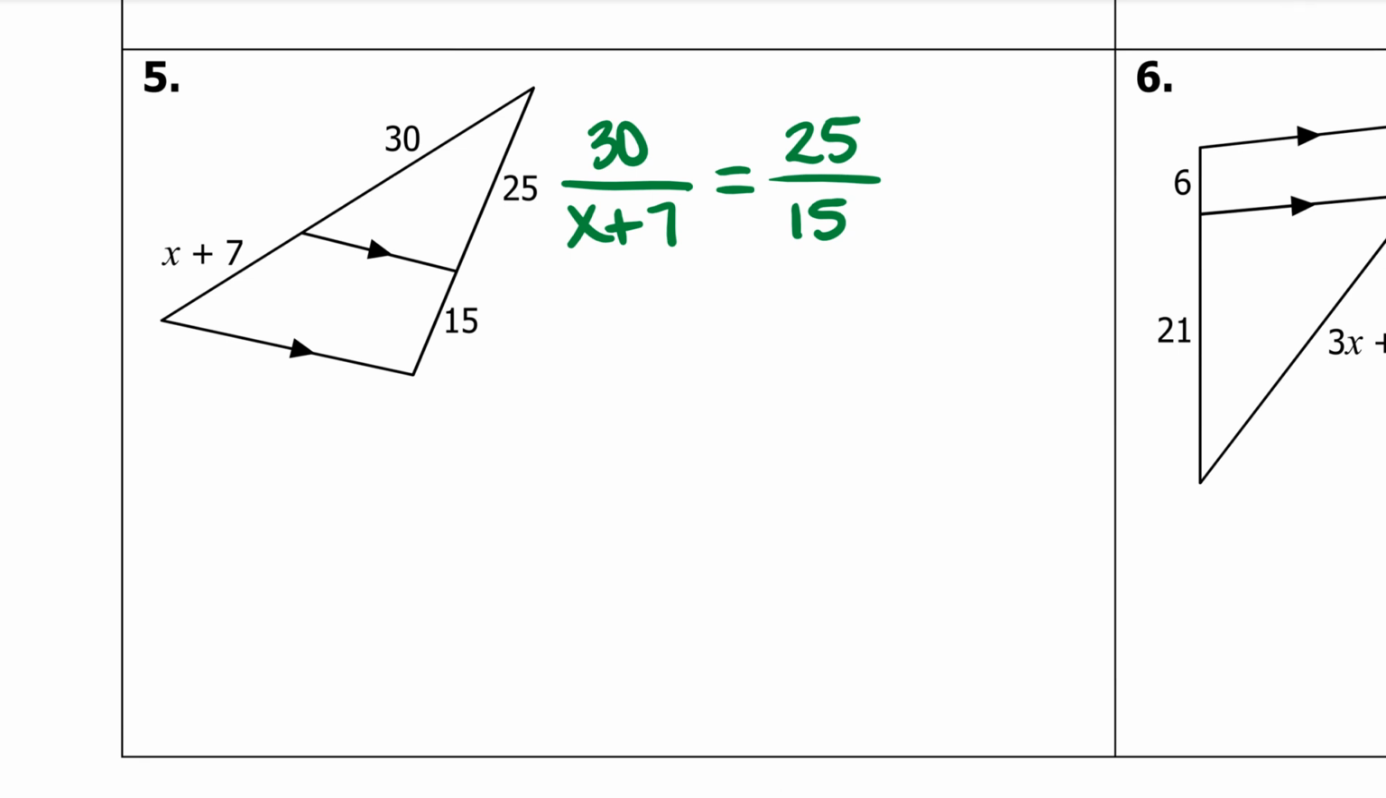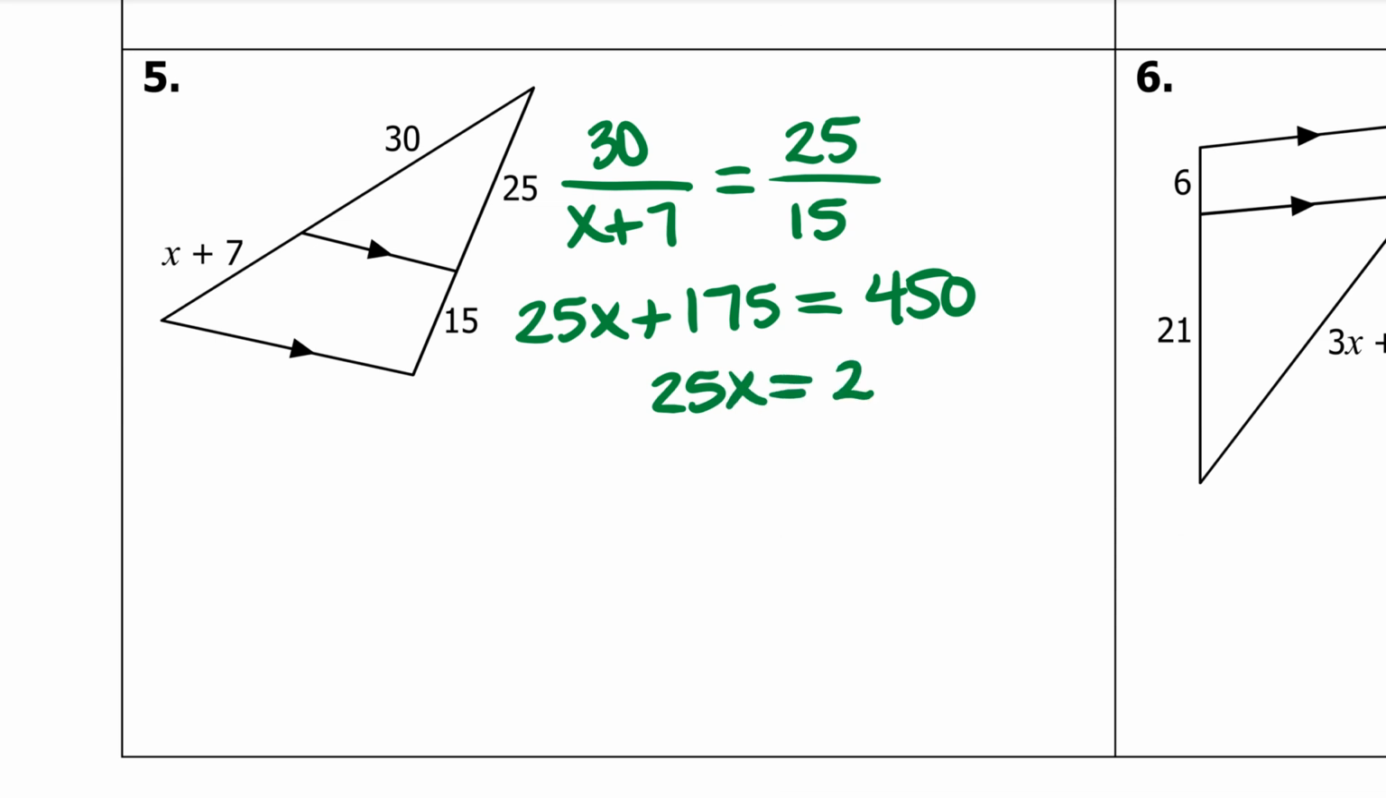So 25x plus 25 times 7 is 175. 30 times 15 is going to be 450. Now we're going to subtract 175 from 450, so 25x equals 275. Then we're going to divide both sides by 25. So 275 divided by 25, x equals 11.